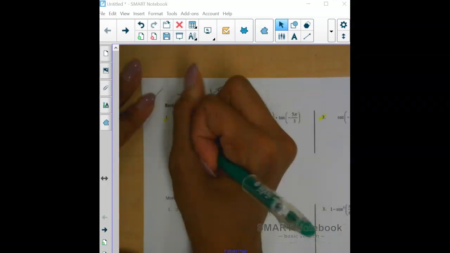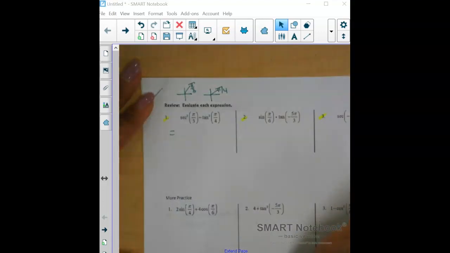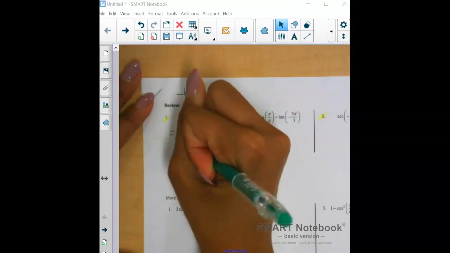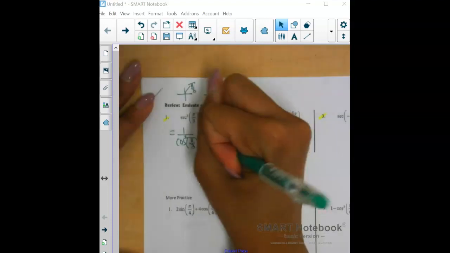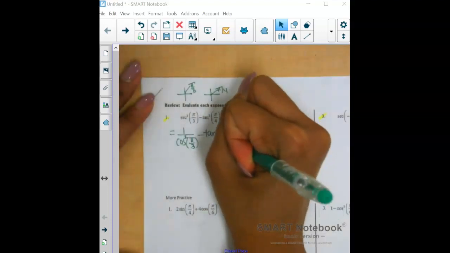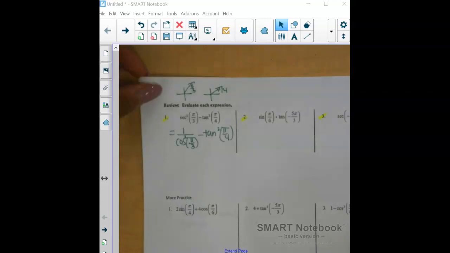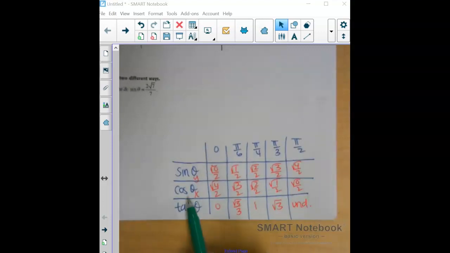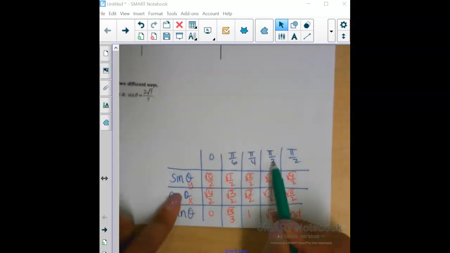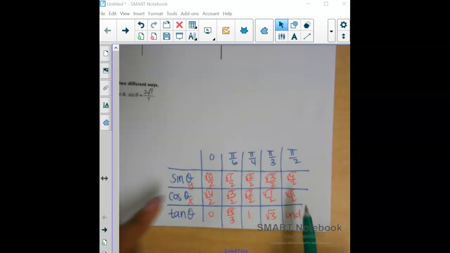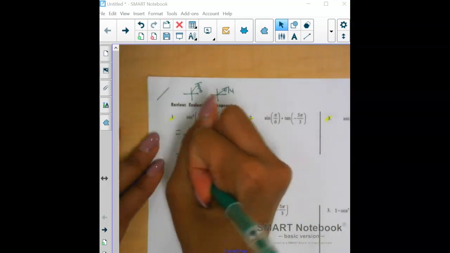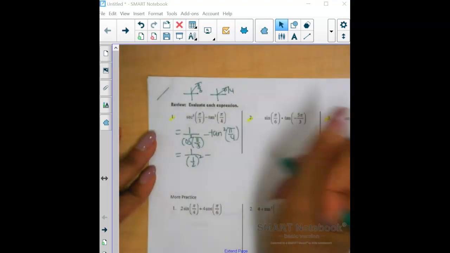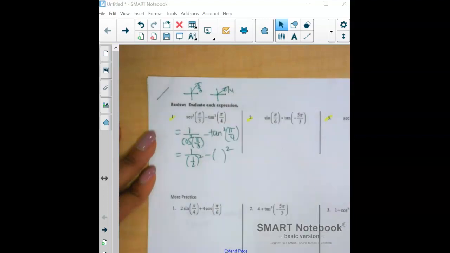Before I do that, let me rewrite what secant squared pi over 3 is. This is the same as 1 over cosine of pi over 3, and this is cosine squared of pi over 3, minus tangent squared of pi over 4. So I just need to look at my chart. First I need to find cosine of pi over 3. That's going to be the square root of 1 over 2, which is the same thing as 1 over 1/2, and we're going to square that. Minus tangent of pi over 4, I'm going to take whatever that is and square it.